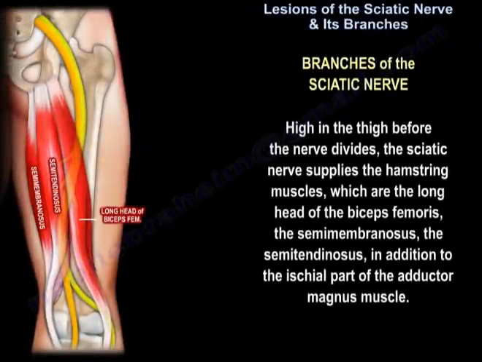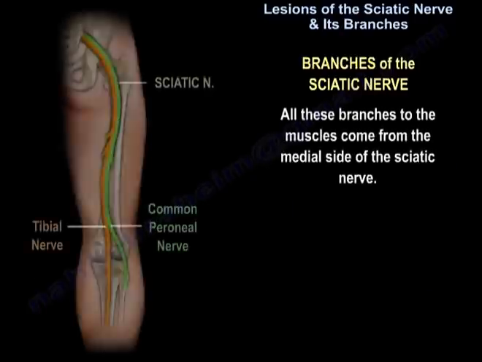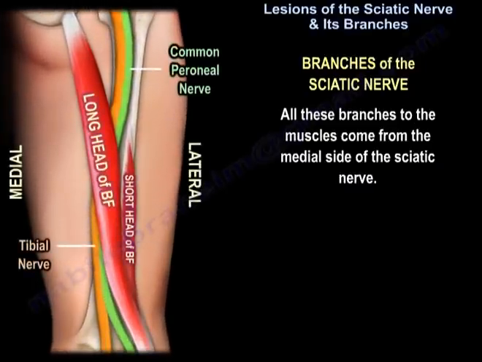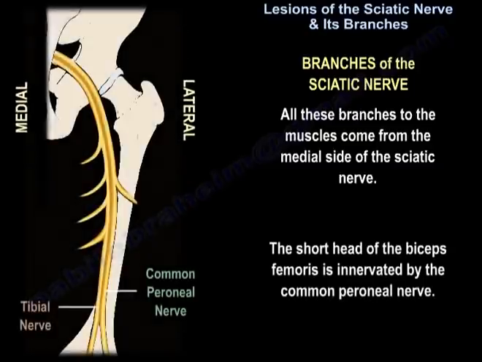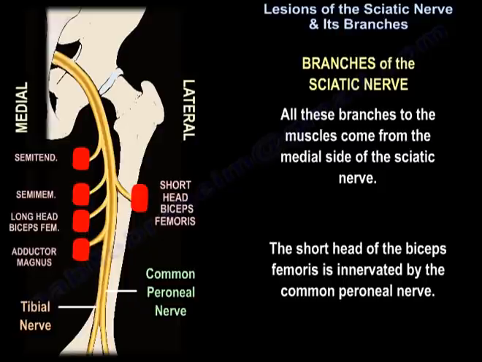High in the thigh before the nerve divides, the sciatic nerve supplies the hamstring muscles, which are the long head of the biceps femoris, the semimembranosus, the semitendinosus, in addition to the ischial part of the adductor magnus muscle. All these branches will come from the medial side of the sciatic nerve. The short head of the biceps femoris is innervated by the common peroneal nerve.